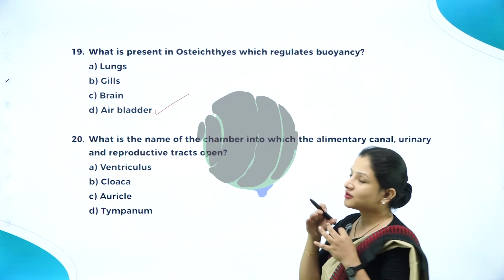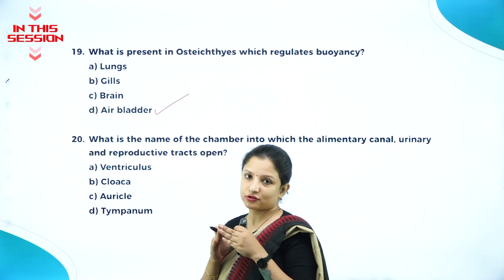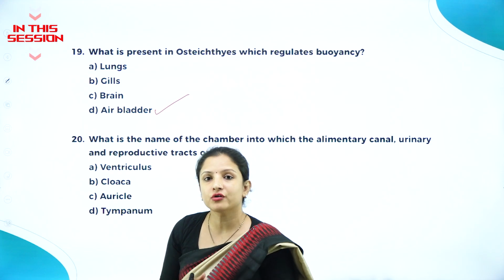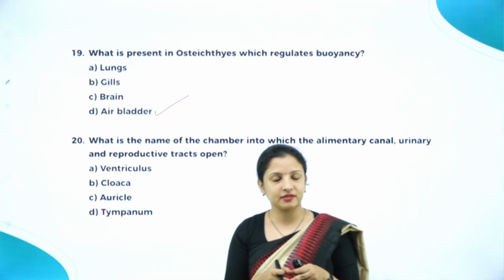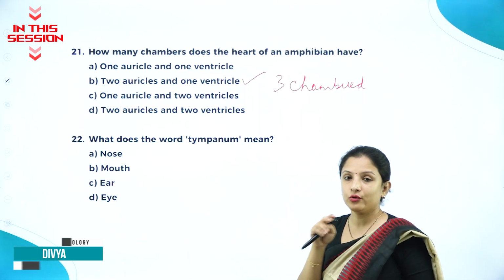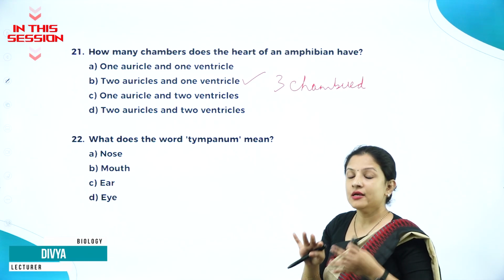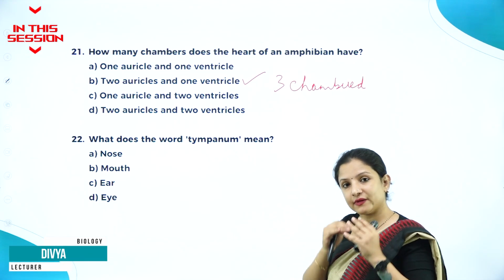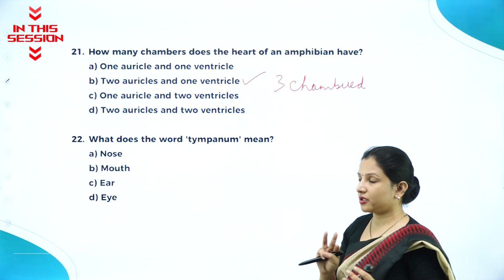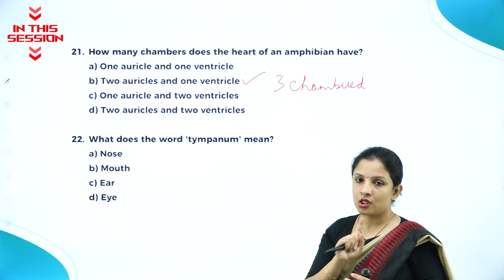This air bladder is one of the peculiar characteristics of osteichthyes because in chondrichthyes you do not find air bladders. There is an exception in the case of reptiles. Only crocodiles have a 4-chambered heart. Rest all the reptiles as well as the amphibians have a 3-chambered heart having 2 auricles and 1 ventricle.